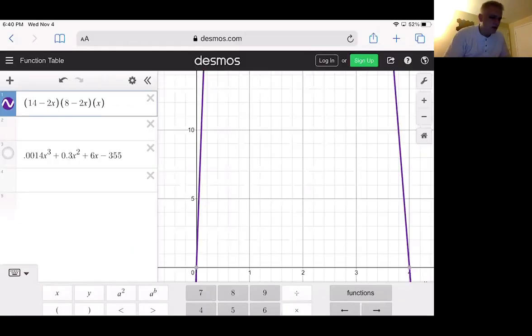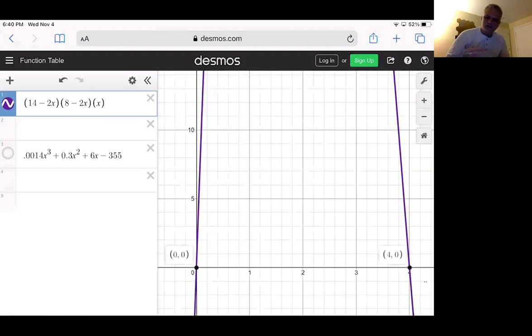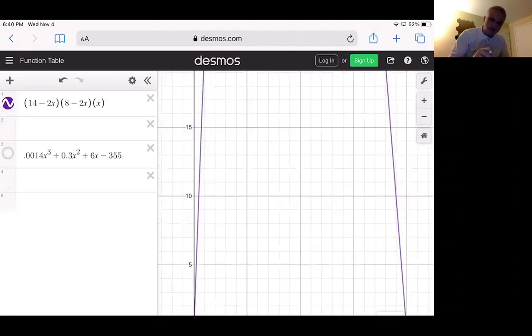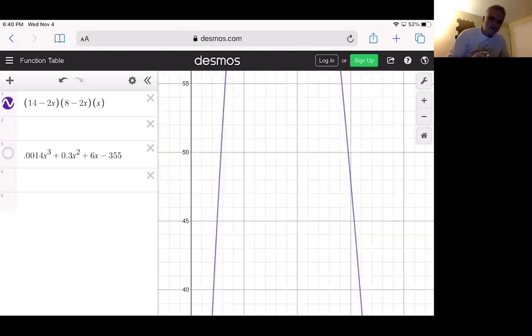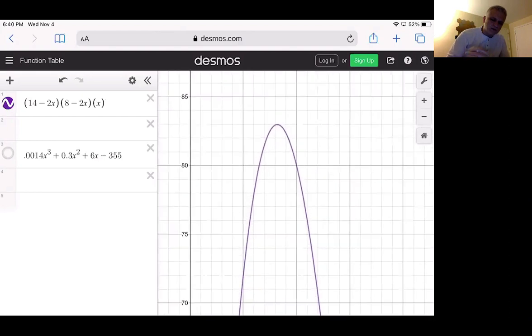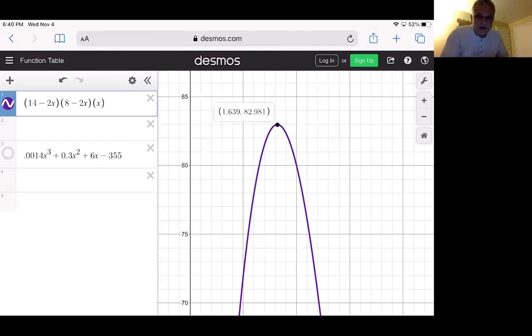Okay, so here you can see over here in my function table, my input is 14 minus 2x times 8 minus 2x times x. My graph, I've got my x min here at 0, my x max at 4, so I can see from 0 to 4. But I need to increase my y max, if I have a calculator, above 25, above 30, above 35, above 40. You got to keep going until you can see the top of this little mountain right here. Okay, and it goes right up to here. Boom. So again, if you have your calculator, second trace or calculate, you want max. You're going to go left bound, right bound, enter, enter, and you should get 1.639, comma 82.981 for your max.